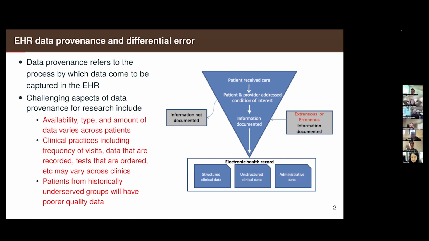There are also all sorts of reasons that information just falls out of the EHR, right? So things actually have to be documented in order for us to be able to study them. I tend to think that anything that is necessary for clinical care to be delivered is going to be recorded relatively well. Anything that's sort of optional or discretionary is potentially not going to be recorded well.